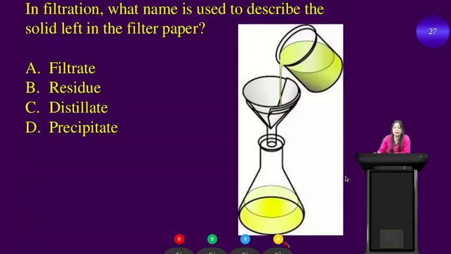In filtration, what name is used to describe the solid left in the filter paper? Option A is filtrate, option B is residue, option C is distillate, and option D is precipitate. Yes, students, so which of the following options is the correct answer?